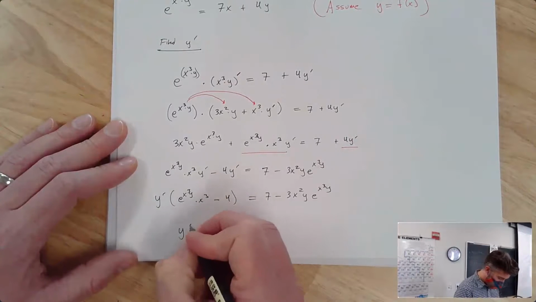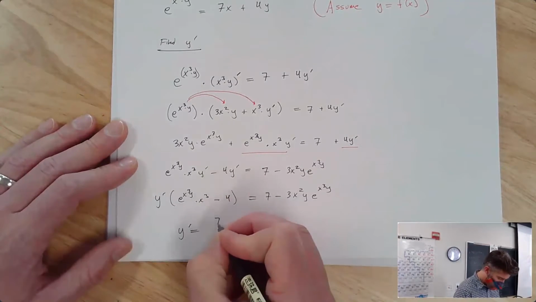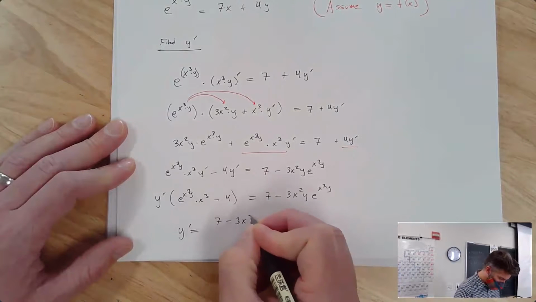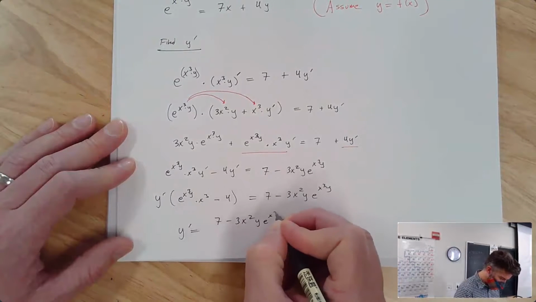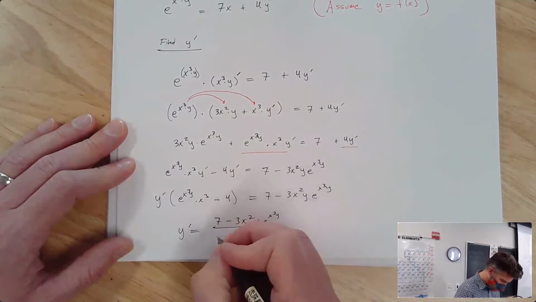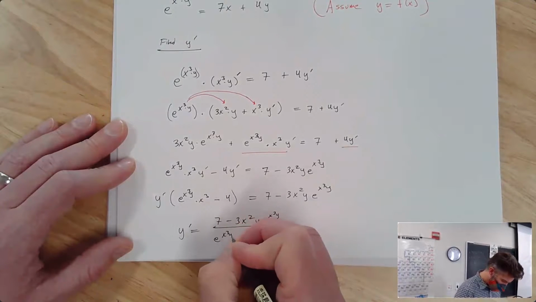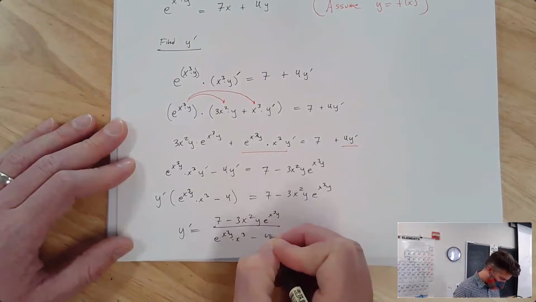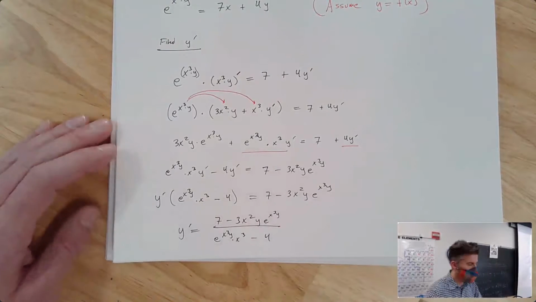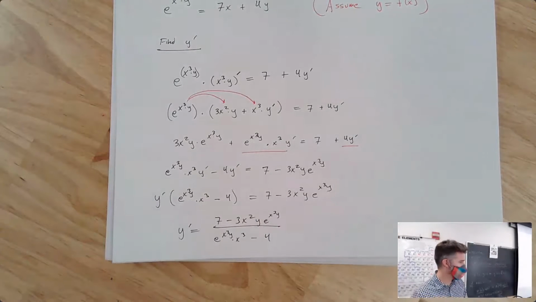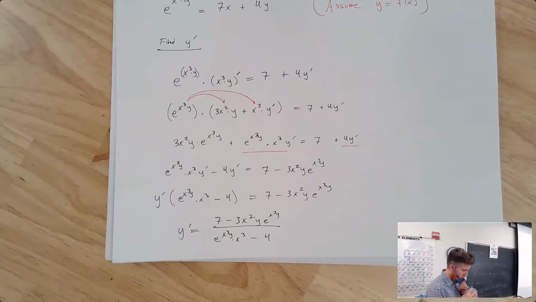So that our derivative y prime is 7 minus 3x squared y e to the x cubed y over e to the x cubed y times x cubed minus 4. It's not so much that these problems are difficult to differentiate. It's just the algebra is kind of gnarly, right? You have to be careful keeping track of everything here.